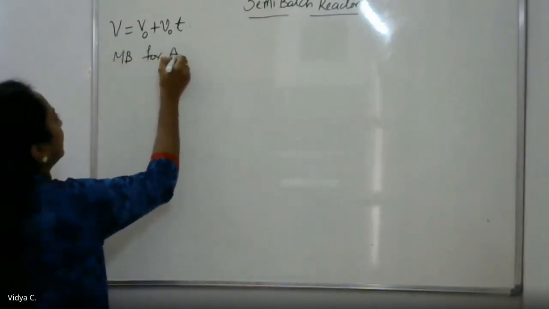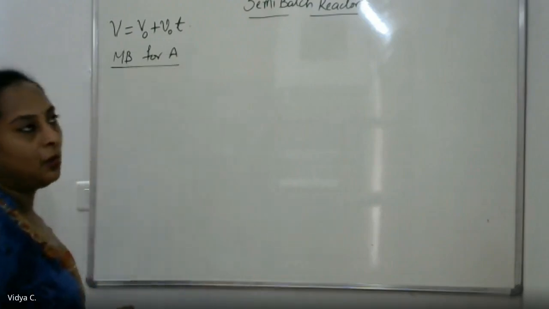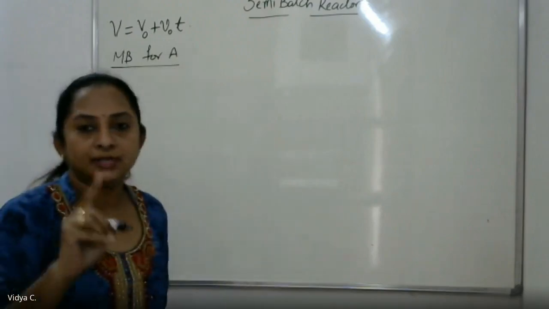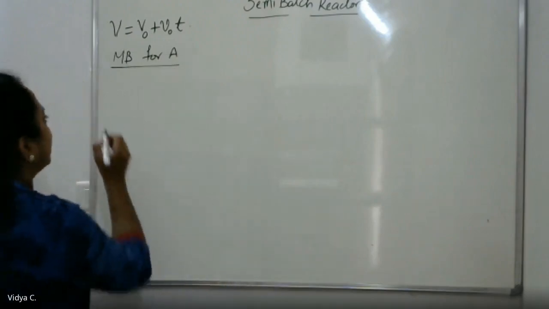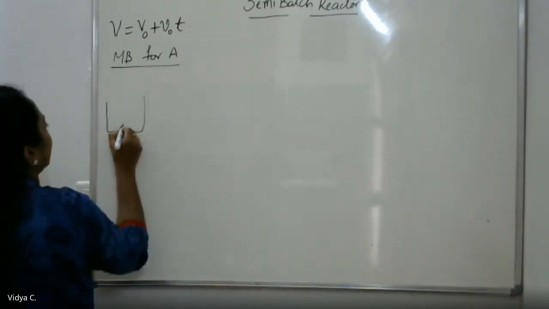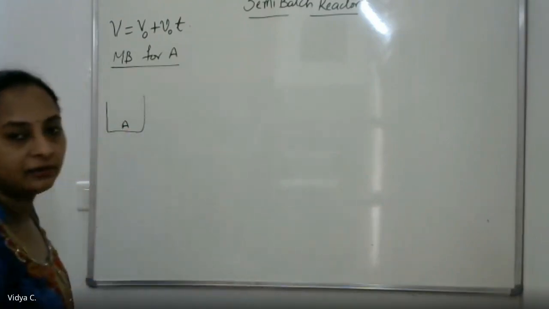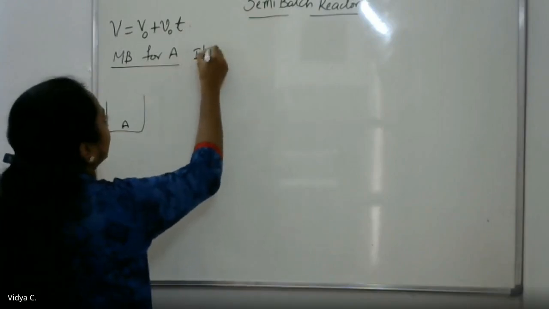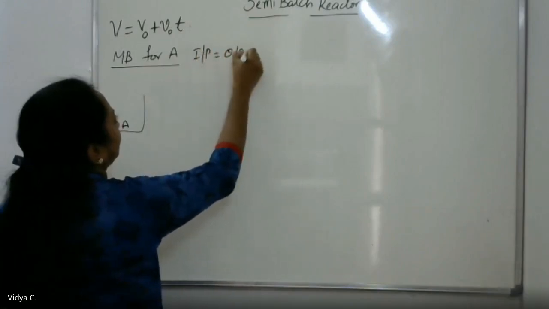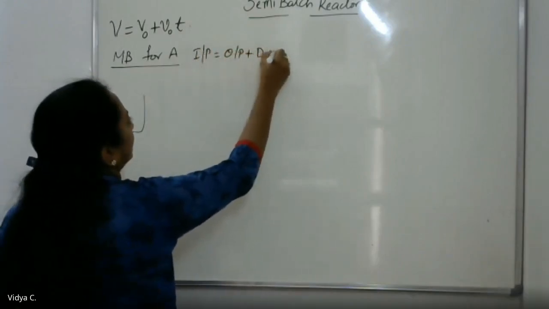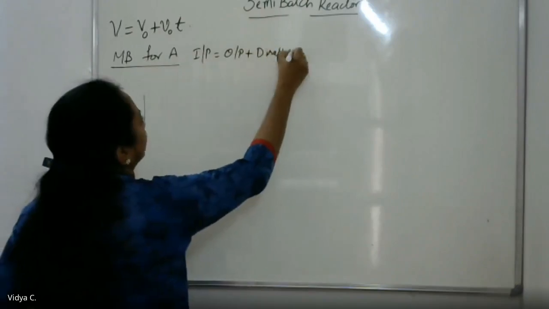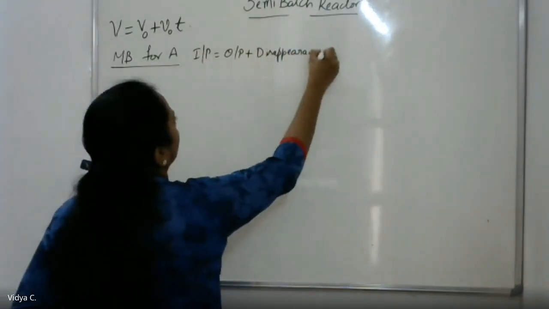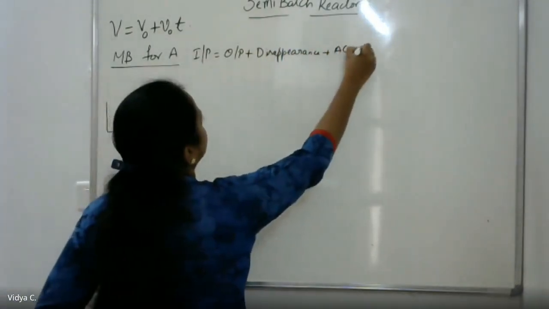Material balance for A. What did we do? A was taken in the reactor vessel initially, correct? A is already present in the reaction vessel. So let me come back to the material balance equation. Input is equal to output plus disappearance plus accumulation.